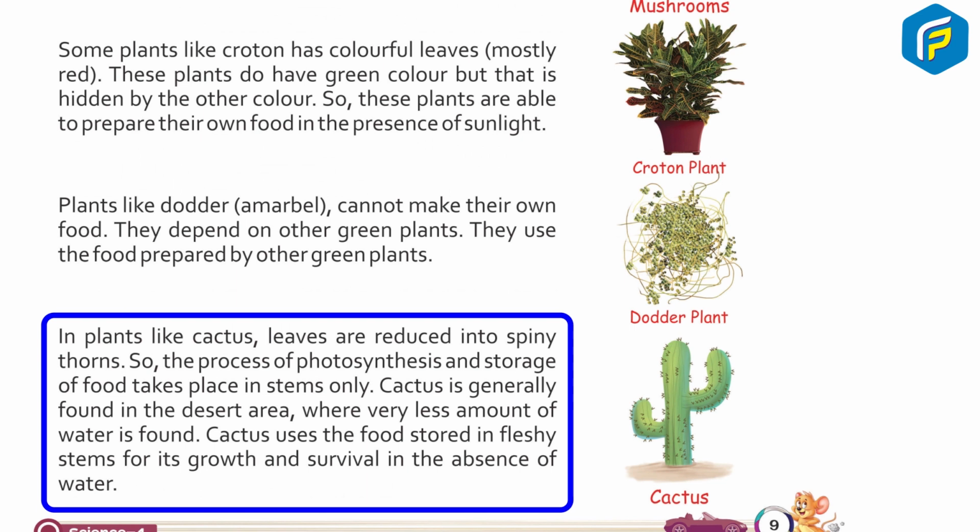In plants like cactus, leaves are reduced into spiny thorns. So the process of photosynthesis and storage of food takes place in stems only. Cactus is generally found in desert areas, where very little water is found. Cactus uses the food stored in fleshy stems for its growth and survival in the absence of water.